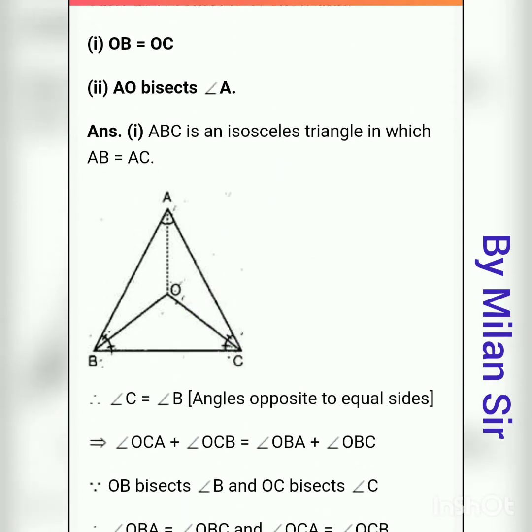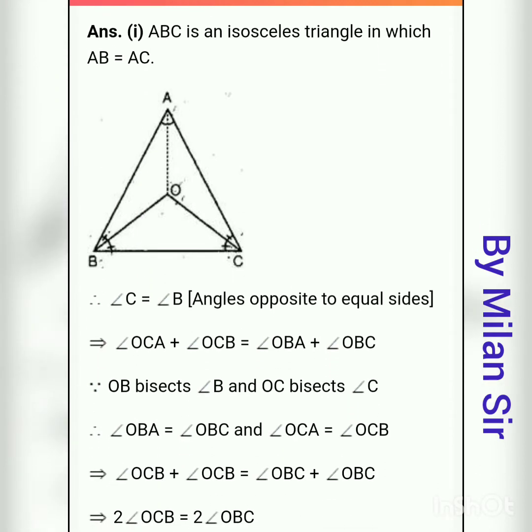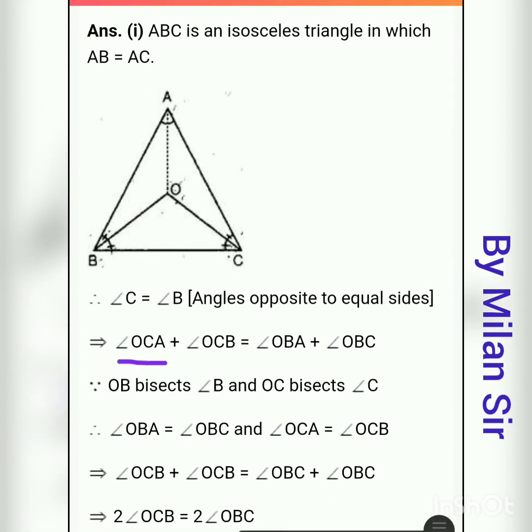Okay, so that is written here. ABC is an isosceles triangle with AB equals AC. If AB equals AC, then the opposite angles C and B are both the same. Why? Because angles opposite to equal sides are equal, right? Now OCA means the upper part, and OCB means the lower part.